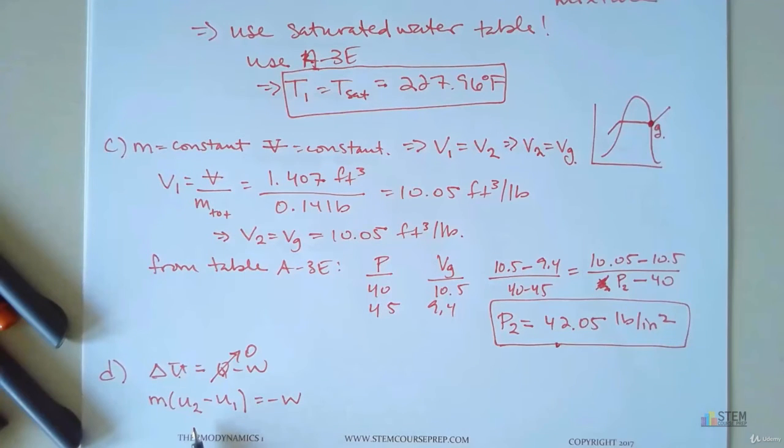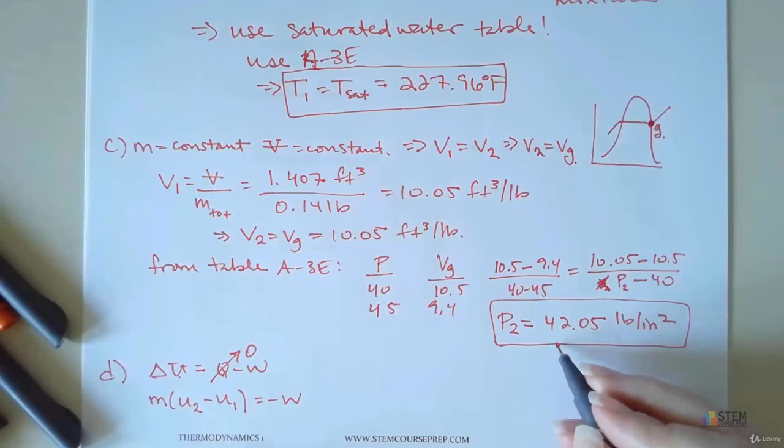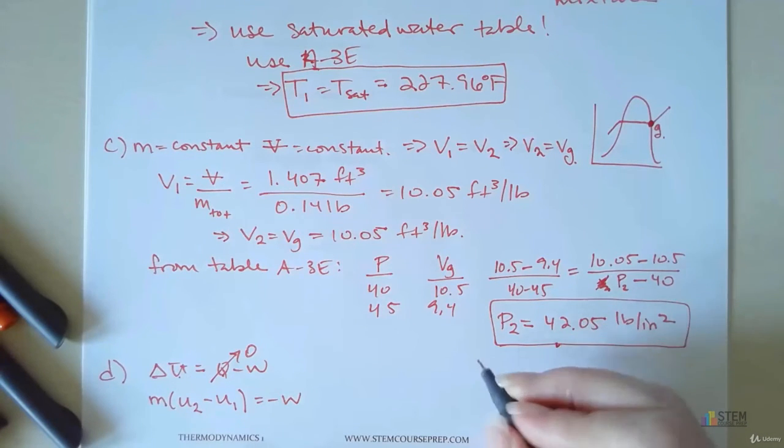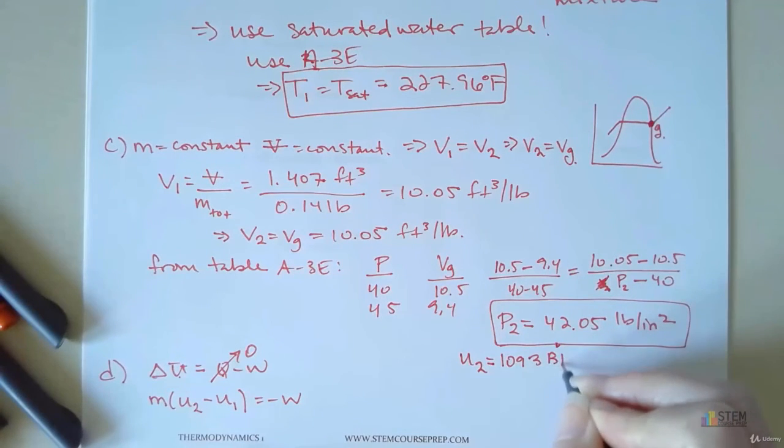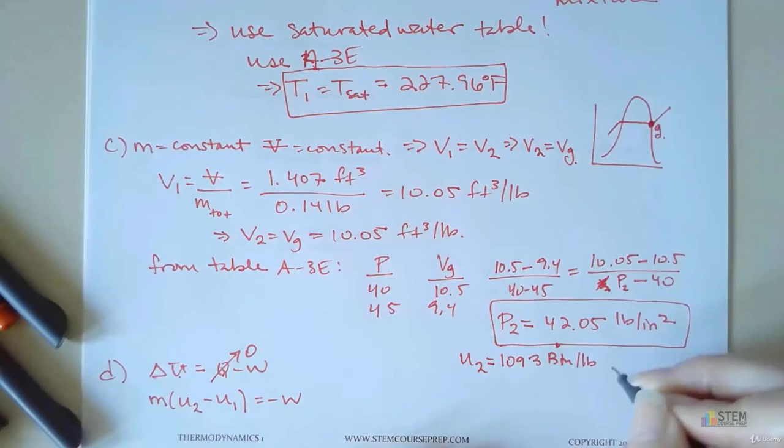To fill in this equation to get work, we need the mass. We already know the mass, that was 0.14 pounds. We need to find these two internal energy numbers. Let's start with U2. For this one, you are going to have to interpolate. And once you interpolate, you get 1,093 BTU per pound.